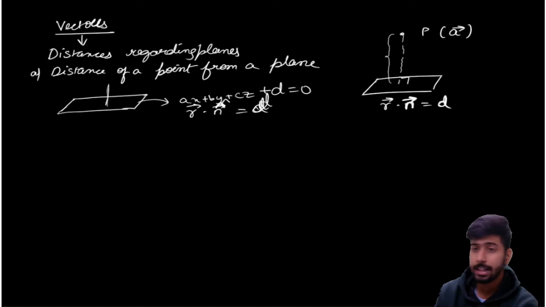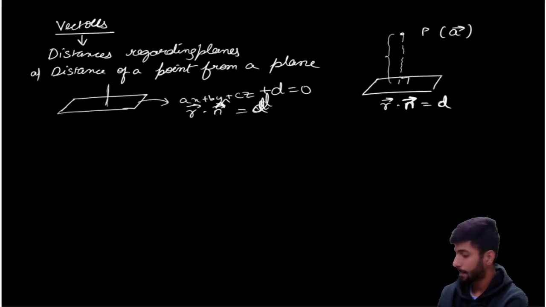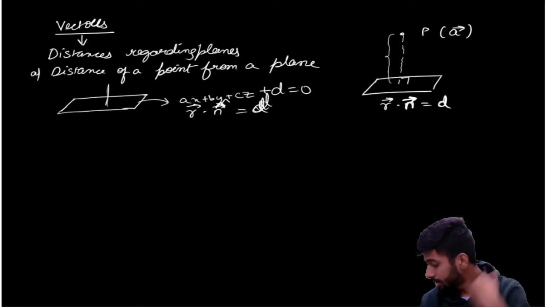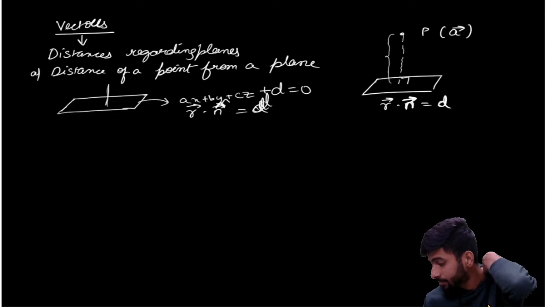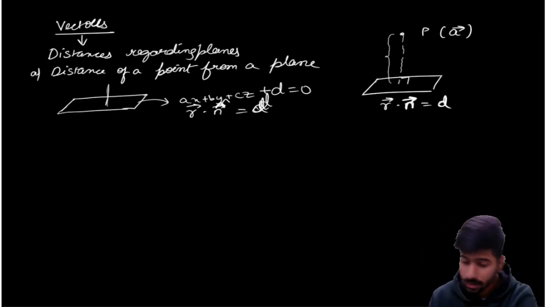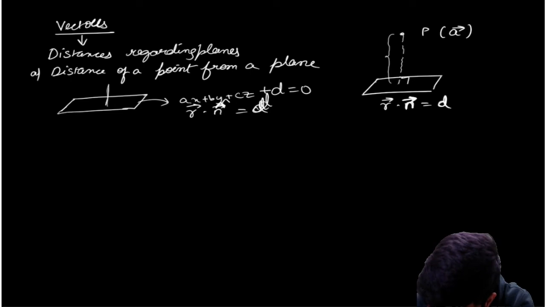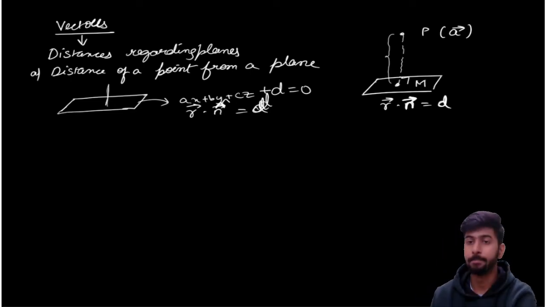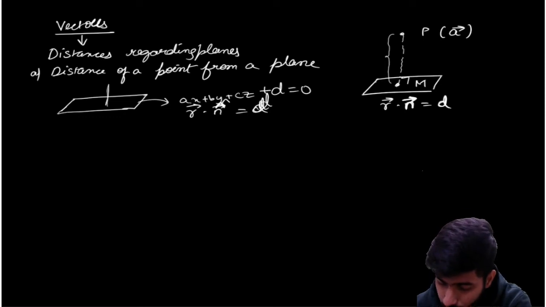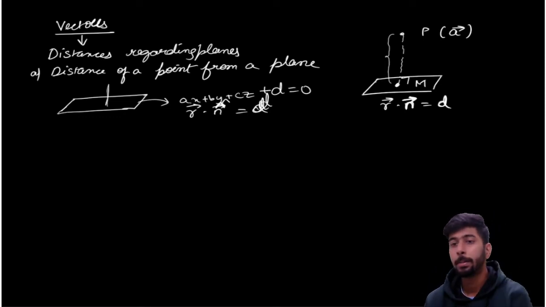So it's pretty simple doing this basically. So what you have to do is, let the foot of the perpendicular be m, right? So the foot of the perpendicular, this point on the plane from the point P, let that be m.